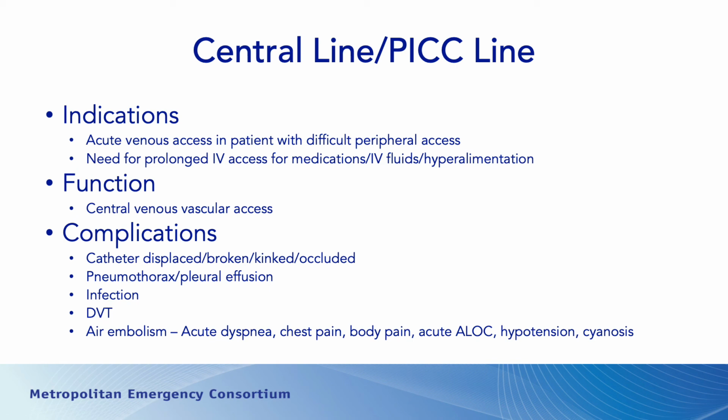Acutely, if these devices are put in the wrong place, or if something happens with the valves on these devices, patients can develop air embolism, where they develop acute dyspnea, chest pain, and body aches. They can have acute altered LOC. They can become hypotensive, and they can develop cyanosis. For us, the most common complications are an occluded device, or a device that's infected or has DVT.